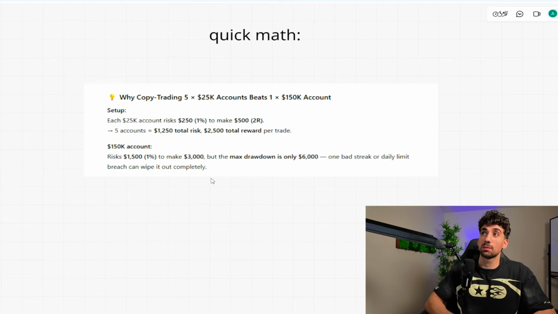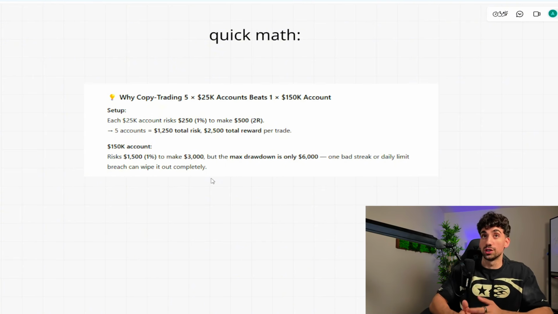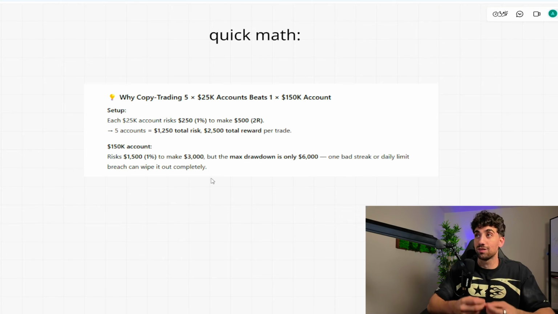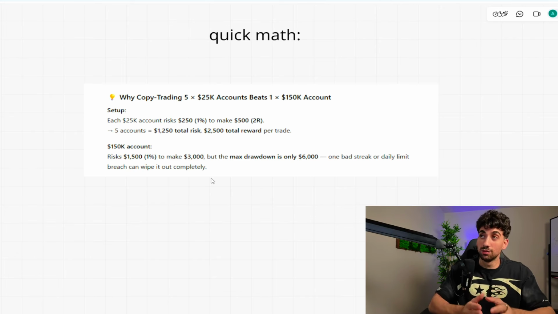a single 150K account. For this example, I'm talking about 5 25K accounts. This applies if you're doing 5 50K accounts, it doesn't really matter. So imagine that on each 25K account, you're risking 1% of the account with a total drawdown of $1,500. And you're targeting a 2R risk to reward, which means if you lose, you lose $250. If you win, you make $500. That means in total, you're risking $1,250 for potentially $2,500.